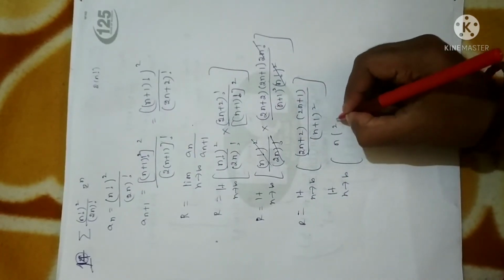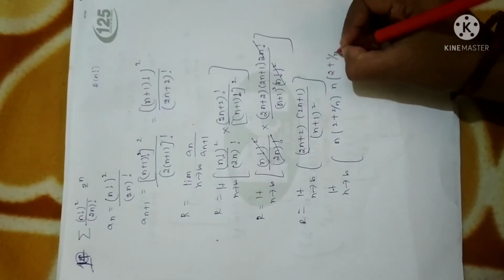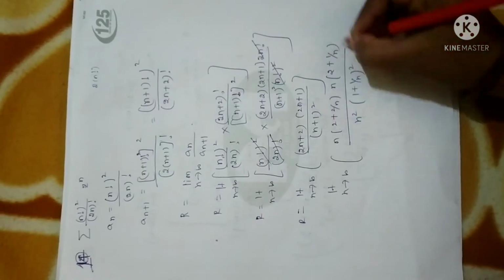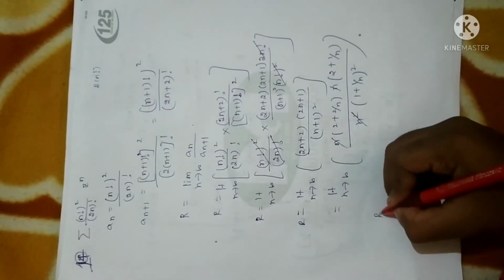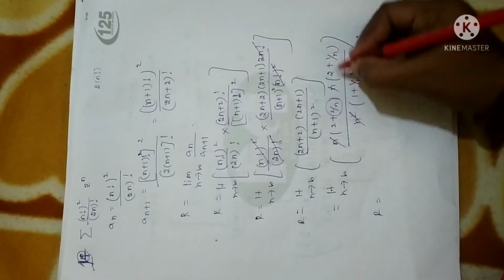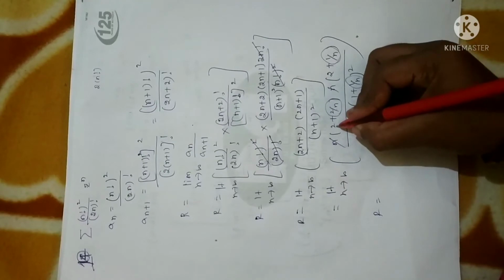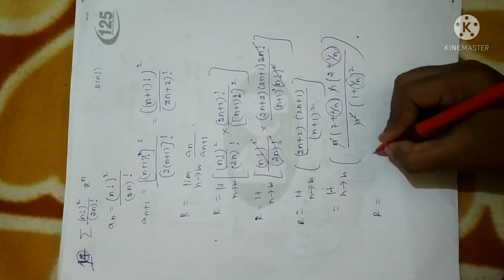So you will get 2 plus 2 by n common, 2 plus 1 by n. In the denominator, n square common, 1 plus 1 by n whole square. Now n square with these two terms get cancelled. As you apply n tending to infinity, 1 by infinity is 0, again 1 by infinity is 0, again 1 by infinity is 0. So you will get 2 plus 0 is 2, 2 plus 0 is 2. That is 2 into 2 is 4.